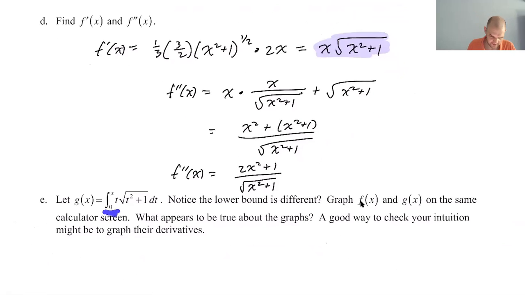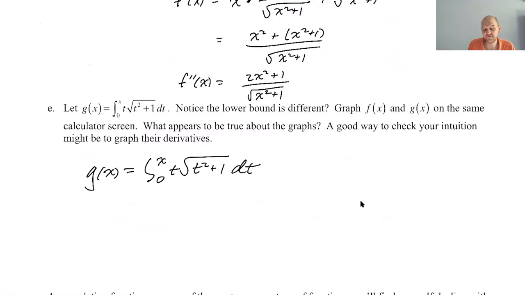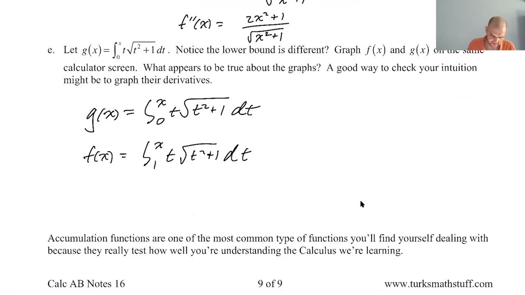So now it's from 0 to x instead of 1 to x. So g of x is the integral from 0 to x of t root t squared plus 1 dt. It's an accumulation function because it has an integral in it. F of x is the integral from 1 to x of t root t squared plus 1 dt. So what if I subtracted f of x minus g of x? What if I do that? F of x minus g of x.